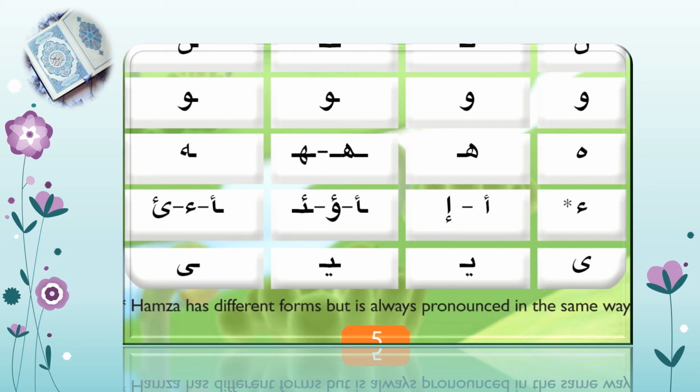Then we will know the positions for every letter in the beginning or in the middle or at the end of the word, and you have to memorize them very well, and then start to discover them in the Holy Quran to make sure about the shapes.